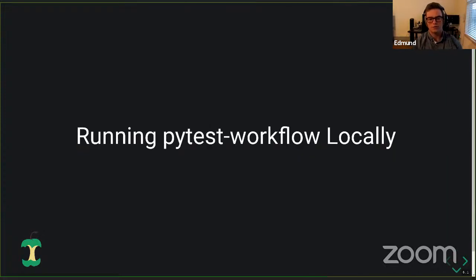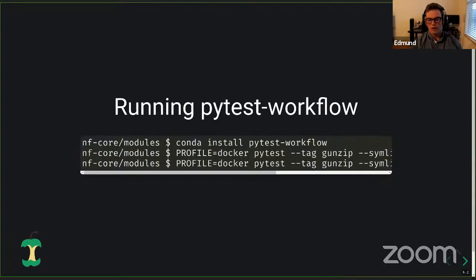Okay, let's cover how to run pytest-workflow locally as well. It's really simple to get up and running with that. All you need to do is conda install pytest-workflow. You can refer to the pytest-workflow docs if you'd like to do anything else fancier with how to do that. You can install with pip and other utilities as well. And then all you're going to do is pick a profile. In this case, this one's Docker. You can use Singularity or Conda also, depending on what you want to run.